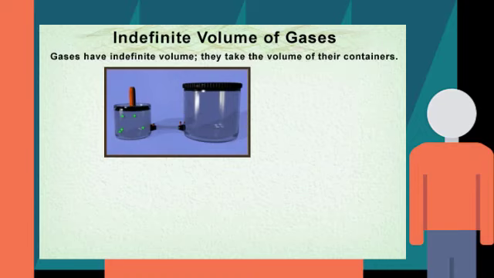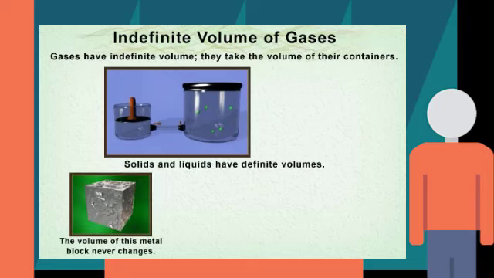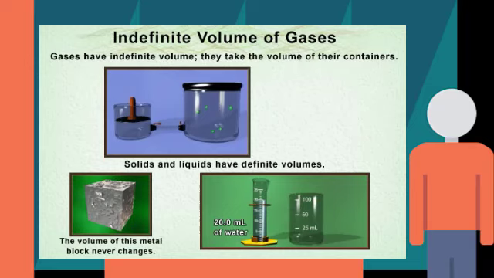For example, if a sample of gas is placed in a 1-liter container, the gas will completely fill the entire liter. If that same sample of gas is then transferred to a 2-liter container, it will spread out even more to completely occupy both liters. Depending on its container, the sample of gas has different volumes. Solids and liquids, on the other hand, have a definite volume, which means that their volume is always the same even if they are placed in a larger container.